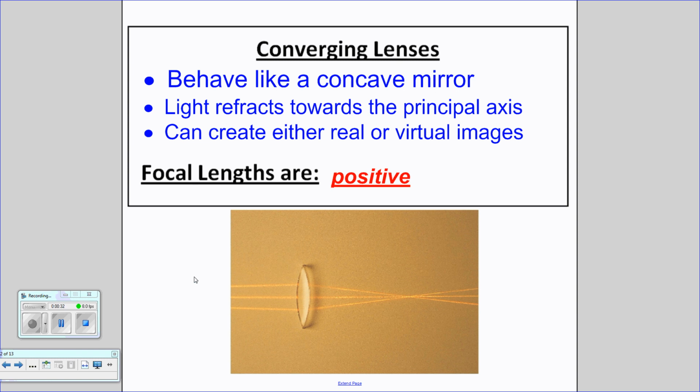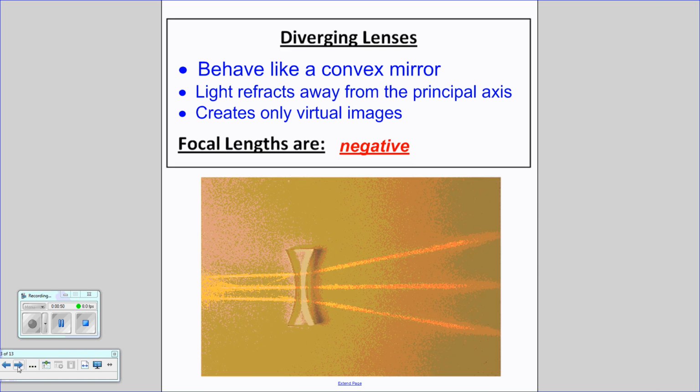So converging lenses, they look like teardrops. Okay? They have that round curve, fattest in the middle, thinnest on the outside. Okay, so if your fattest point is the middle, you're a converging lens. The other type of lens is diverging.